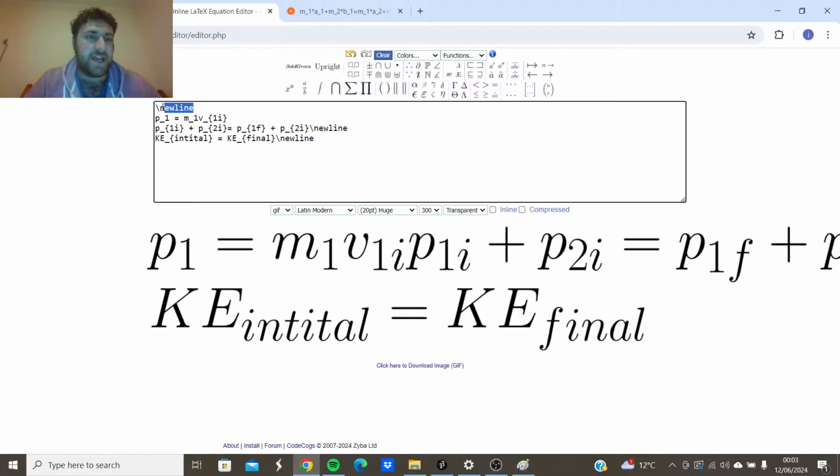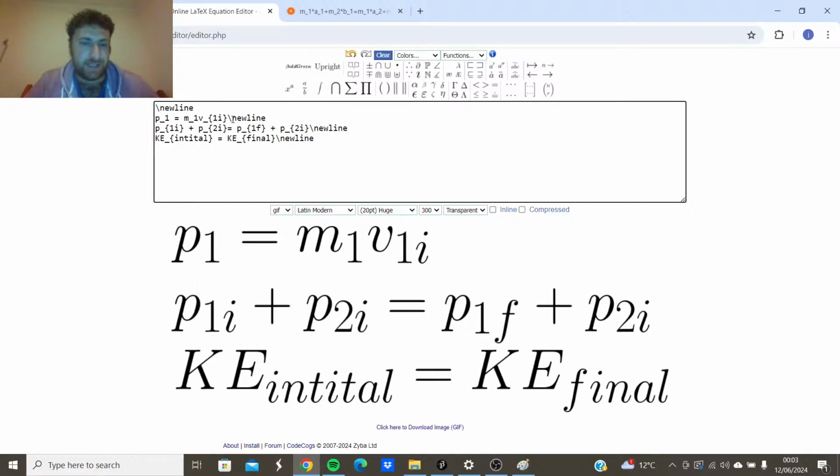I have caps lock on for some reason. Why is this so finicky? I hate it. It's better than Paint. It's still quite finicky.